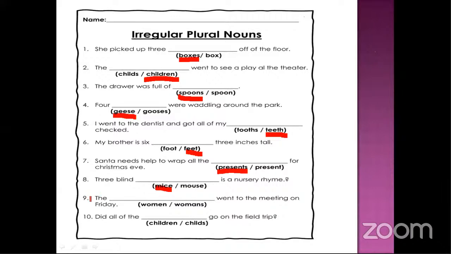Good. Number 9. The blank went to the meeting on Friday. The words are women, women's. Look at how to pronounce this word, women. Although there is an O letter, we pronounce it with an E sound. So what is the correct answer? Yes, you know it. Women. The women went to the meetings on Friday, because there is no such word as women's.